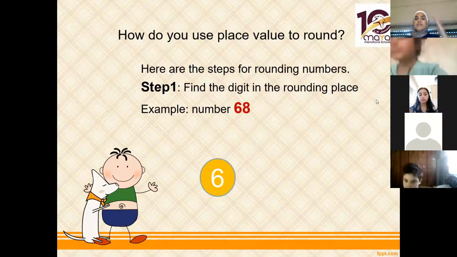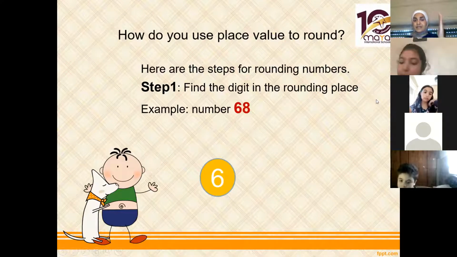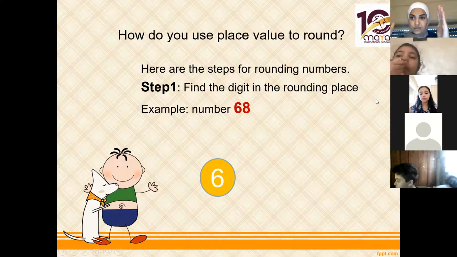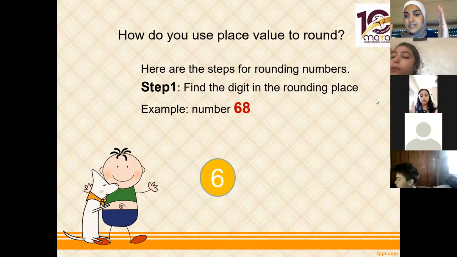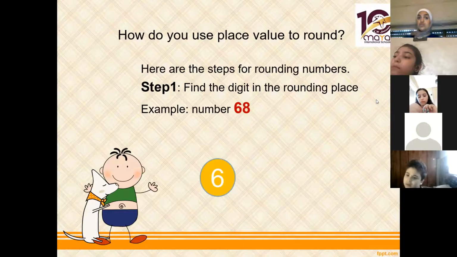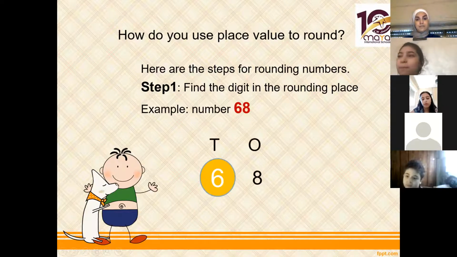Before 68, what is the 10 that comes before 68? Before 68, 60, right? 60, yes. And after 68, what is the 10 that comes after 68? 70. Okay, 70. So 68 is between 60 and 70. But is it nearer to 60 or 70? 70. Thank you, Farah. Yes, it is nearer to 70.